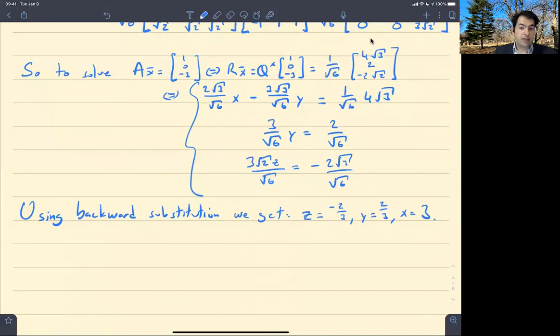Right? And so there you go. Once you have Q and R, it's very quick to solve the system of linear equations. Okay, so we'll stop there and pick it up from there next time.